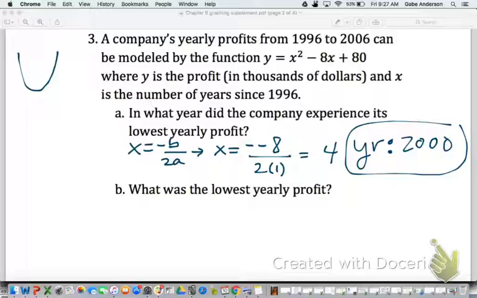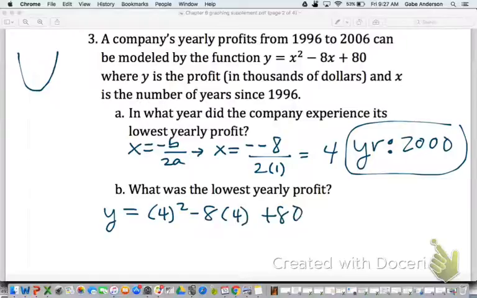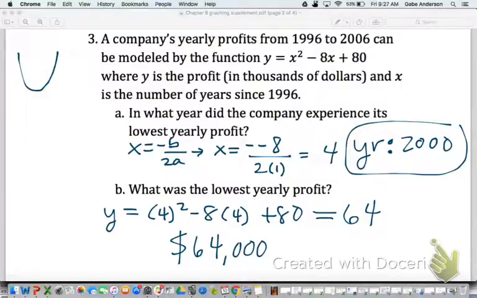So x represents the number of years. So x is the when, right? y is the how much. x goes with the year, but y goes with how much money they actually got. So we're going to try to find the y coordinate to answer B. So what was the lowest yearly profit? I would say y equals 4 squared minus 8 times 4 plus 80. And let's say 16 minus 32. Yeah, so I agree with Hunter on this one. 64. And we were told that it was in thousands of dollars. So we'd say $64,000.